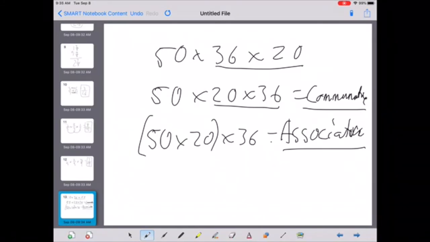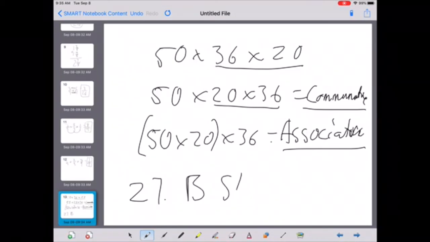Next one is number 27. Lines AB and lines XY lie in different planes. Which word best describes their relationship? Intersecting, skew, or parallel? Now, there's a couple ways to do this one, guys, for number 27. Number one, I could look at A, intersecting, and say those lines will never intersect because they're in different planes. I could look at letter C and say those lines are definitely not parallel. They're not side by side. So my answer has to be B.